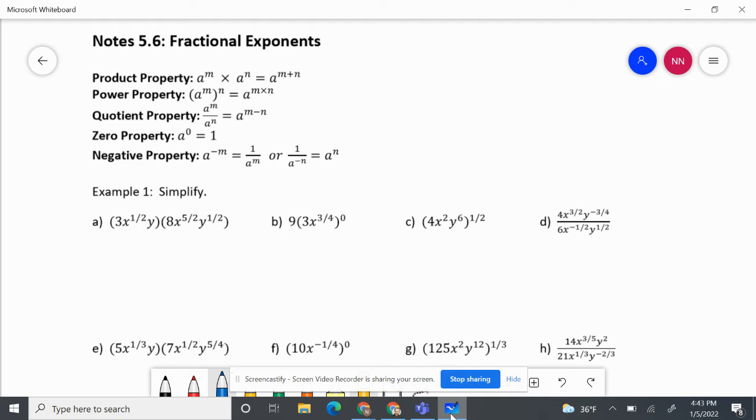We're going to look at fractional exponents. Just quickly reviewing a couple of the properties of exponents. We have the product property, which is when we multiply, we add the exponents.